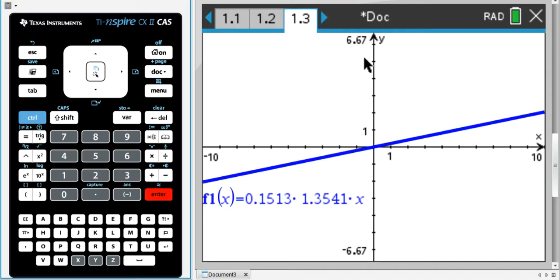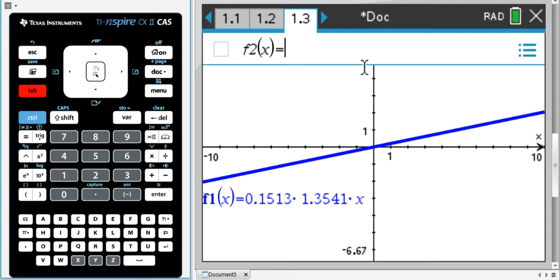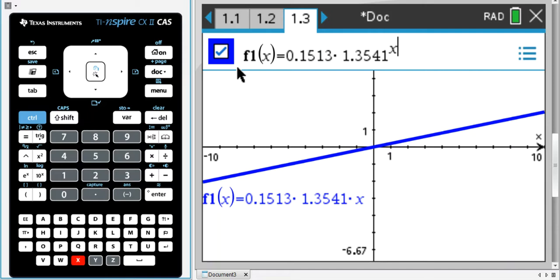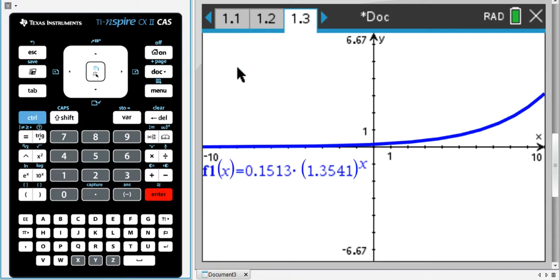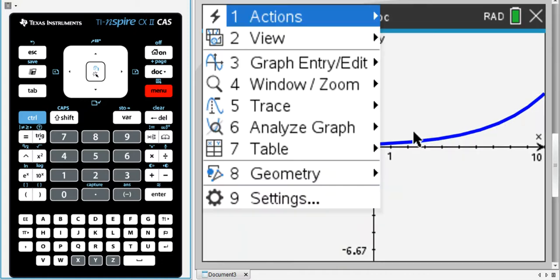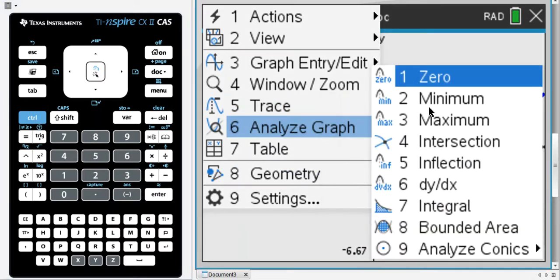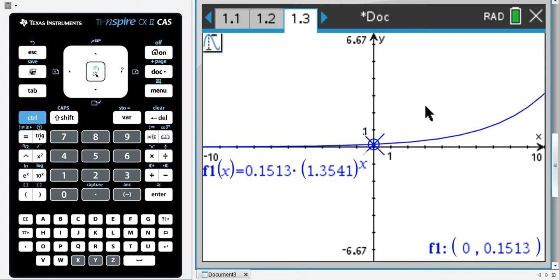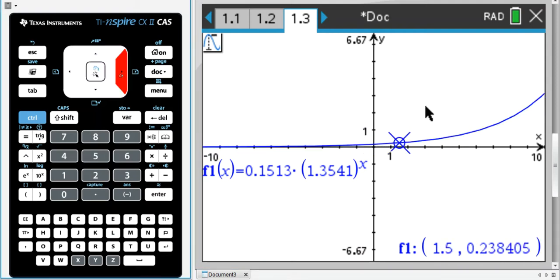And I can use this graph to answer parts D and E, although I had a mistake here. Let me fix that. It's not times x, this is to the x power, so we better put a power of x. There we go. So after 7 hours, we can find out what the population is. And this would be easiest to do if I trace along this graph. So we'll go to Menu and choose Trace, which was option 5, and then select Graph Trace. If we're lucky, we can press the right arrow until we land precisely on 7.